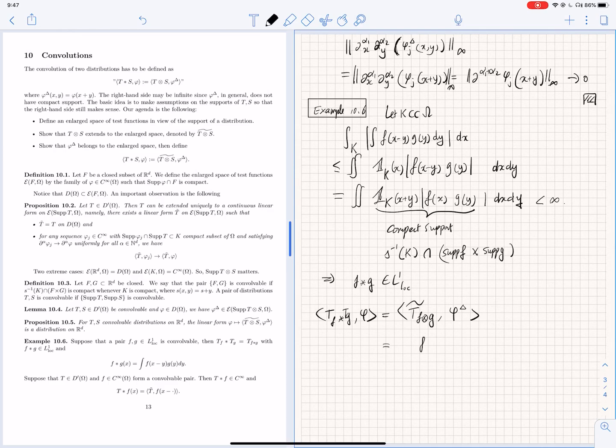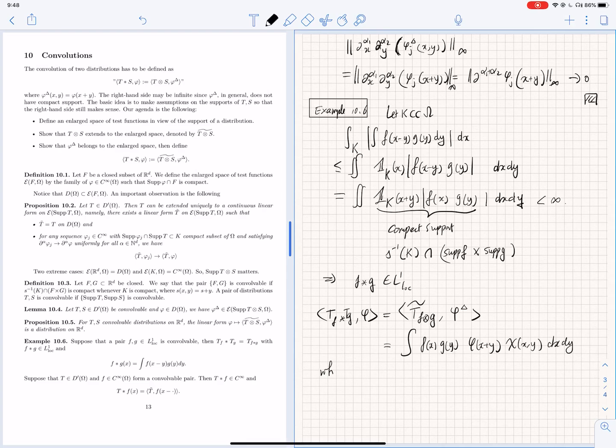Okay, this is what we have. And we know that this tensor product is just f of x times g of y, integral applied to this phi of x plus y. And also there's a chi function because we have an extension. This is defined to be this applied to that times a chi. So we got a chi function of x, y, where chi is just a C infinity function such that chi is equal to 1 on the set where the support of f times the support of g intersected with the inverse of the support of phi is compact. Okay, so this is equal to 1, and this is indeed a compact set by the assumption that f and g are convolvable.